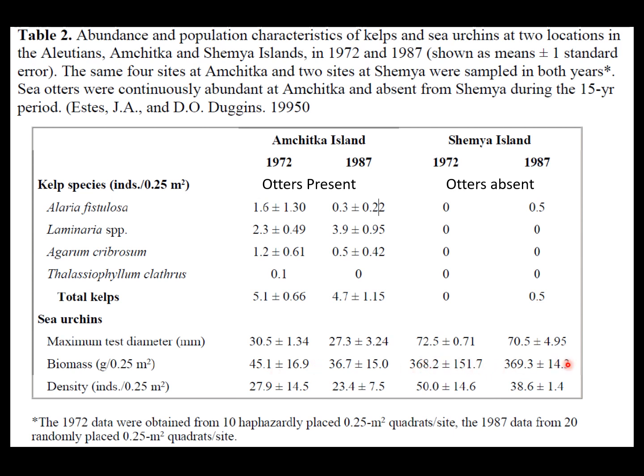Look at the biomass. Now the biomass change between the absent and present sites. The biomass difference between the sites where sea otters are present versus absent is ginormous, about 9 times more. Right? There are about 9 times more biomass of sea urchins in the absence of sea otters compared to the presence of sea otters. The density of sea urchins is twice as big.